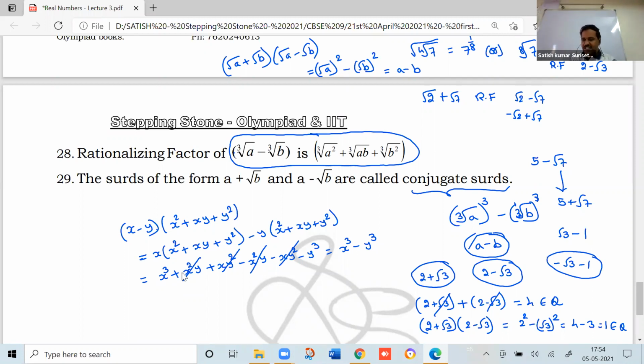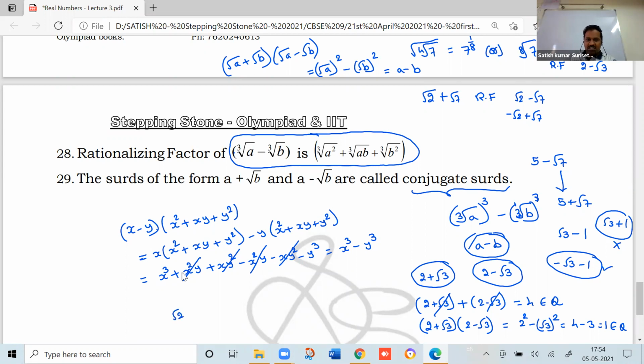Now if I consider these two, the sum is rational as well as the product is also rational. But when I consider root 3 plus 1, the sum is not rational here. Only the product is rational. So that's why we should not consider this. We have to consider minus root 3 minus 1 as the conjugate.